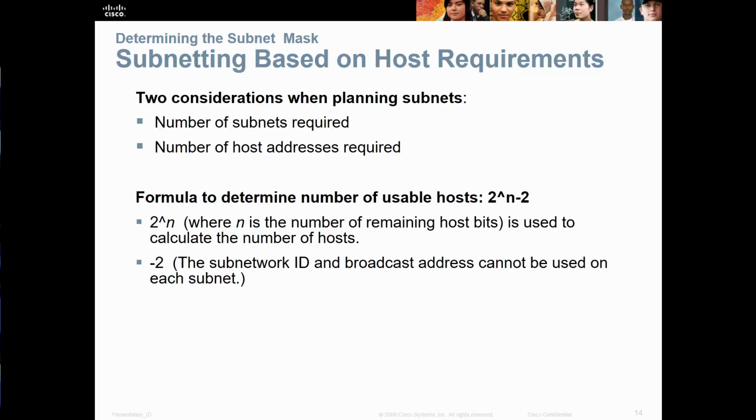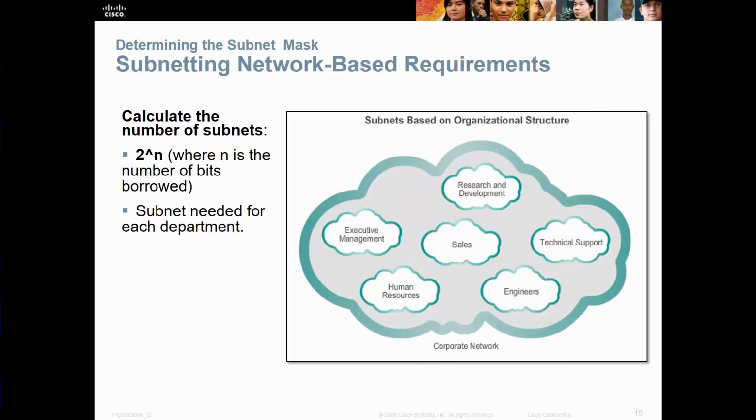Okay, so moving on. Calculating the number of subnets. Again, 2 to the power of n, where n is the number of bits borrowed. So if we're borrowing 2 bits, 2 to the power of 2 will equal 4 subnets. If we're borrowing 3 bits, it's 2 to the power of 3, that's 8 subnets. If we're borrowing 4 bits, that's 2 to the power of 4, which is 16 subnets, and so forth and so forth.